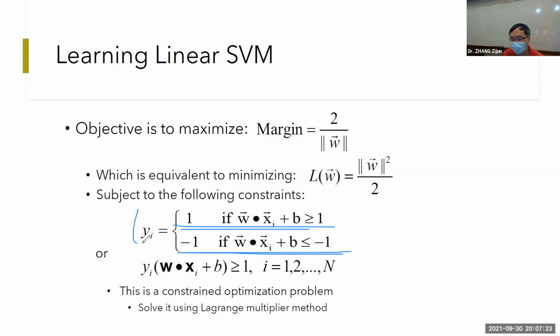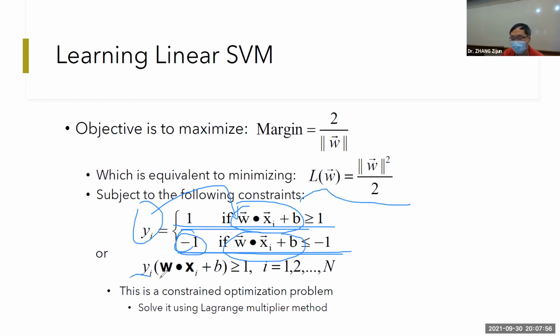If we multiply yi on the left side, then we can unify it to yi multiplied by this expression being larger than or equal to 1, always larger than or equal to 1, because when yi is -1, this expression should always be negative. And its multiplication should always be positive. All right, so it can be unified.